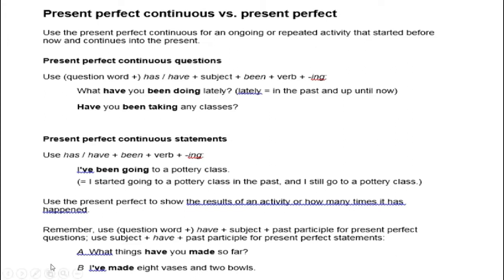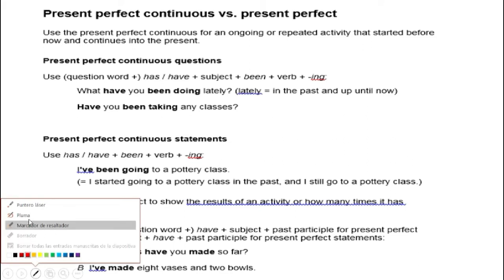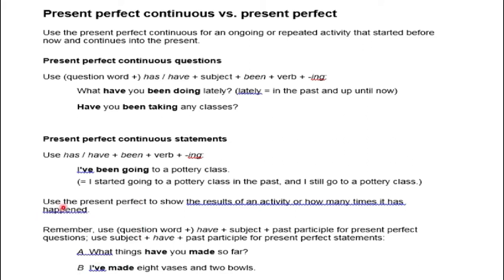Don't forget that the Present Perfect shows the results of an activity. It means that it focuses on the results of an activity that finished in the past, or it focuses on how many times it has happened, okay? But the present perfect continuous is for an ongoing or repeated activity that started before now and continues to the present, ¿ya? Esa es la gran diferencia.